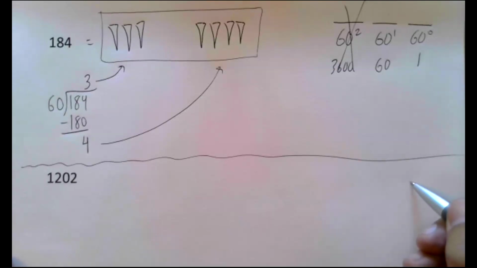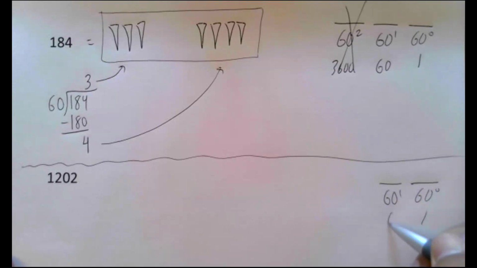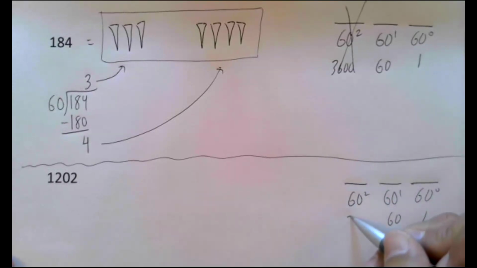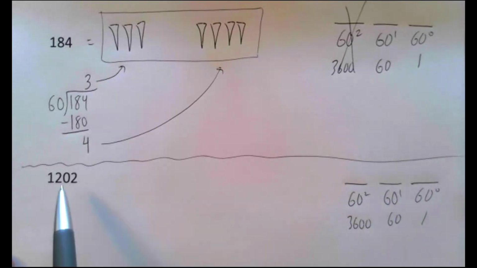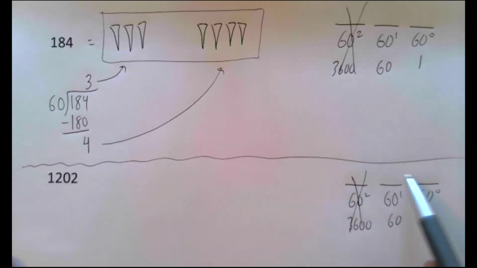I would probably do something similar to what I did over here. I would say, okay, I know the far right side is my ones place, and then the next one is my 60s place, and the next one is my 60 times 60, or my 3600s place. But that number's not that big. I don't need to go to the 3600s place. There are no sets of 3600 in there. So once you hit a number that's bigger than that, just say, okay, I don't need that, but I do need these two. I should first try to figure out how many sets of 60 go into that.